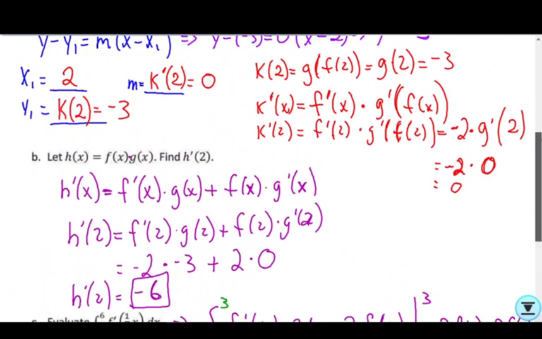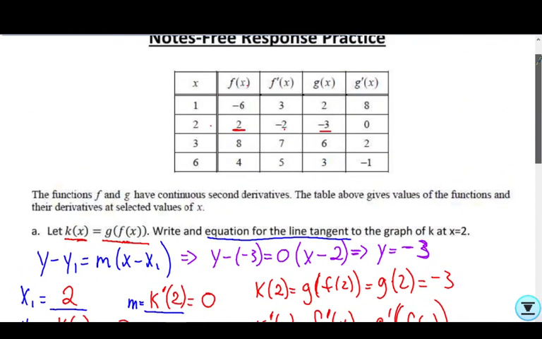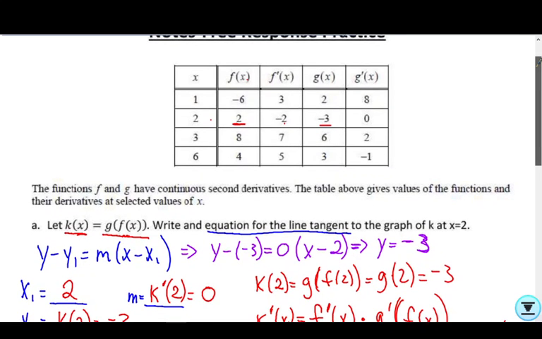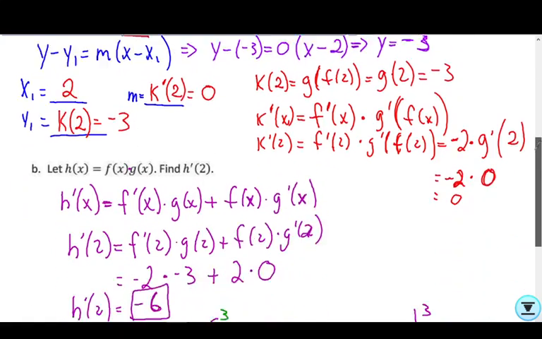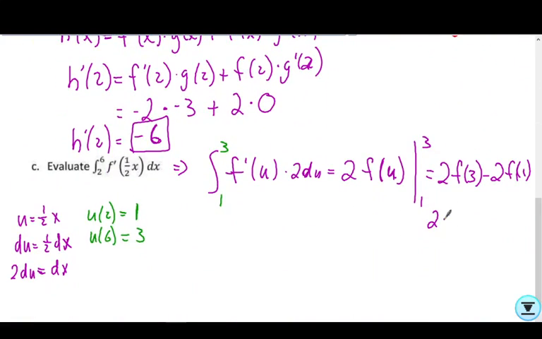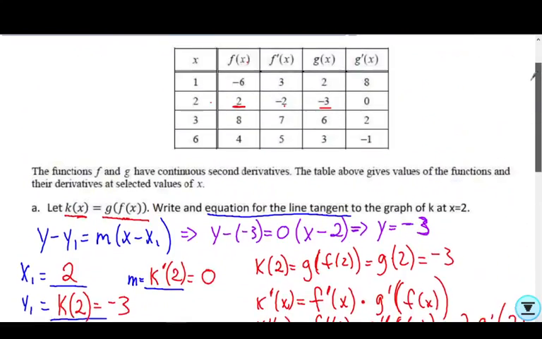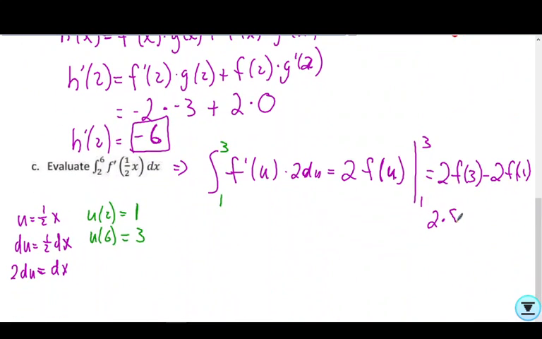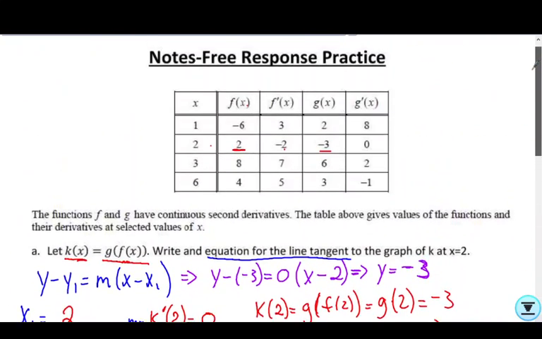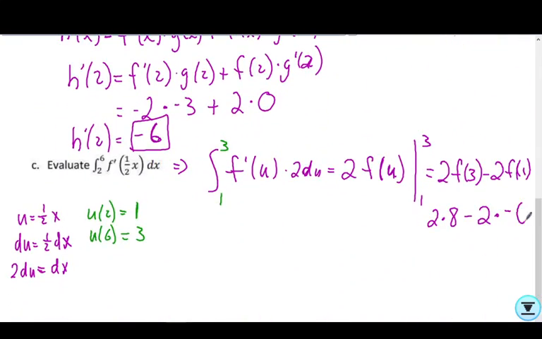So again, we come up here to our chart. f at 3 is 8. f at 1 is negative 6. So this is 2 times, what is f of 3? 8. 2 times 8 minus 2 times f at 1, which is negative 6. So this is 16 plus 12, which is 28.